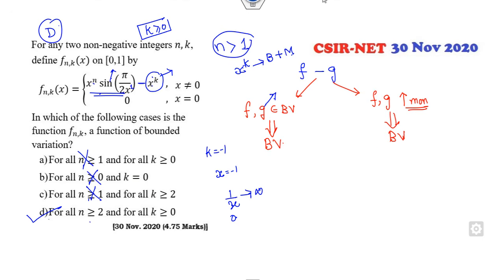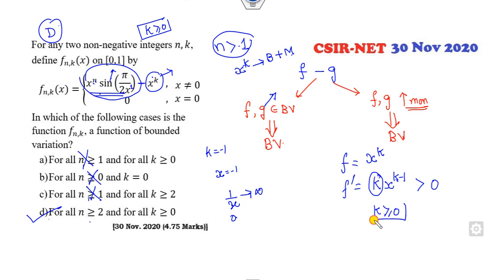Anyhow, if I look at this side, how can you prove it? You can see it's a monotonically increasing function only when n is greater than 1. x raised to power k. What is the derivative of this? Fine. When will it be an increasing function? It will be increasing only when k is positive. If k is negative, then the derivative is less than 0. So k must be greater than or equal to 0. That's why D is the correct answer of this problem.